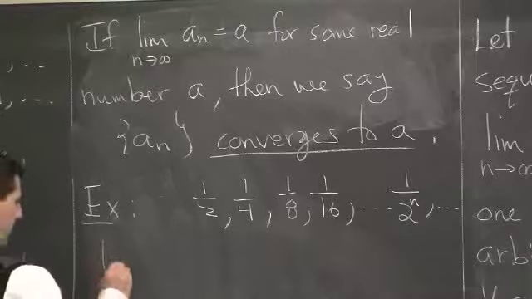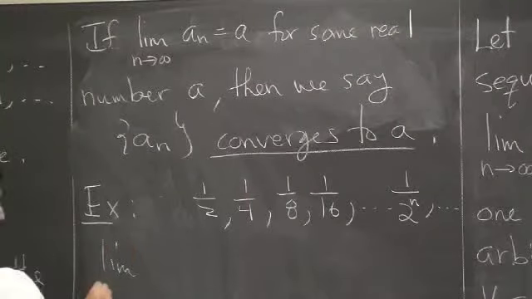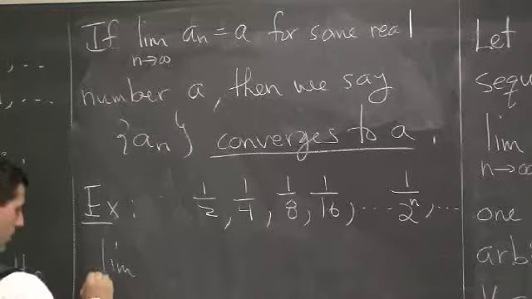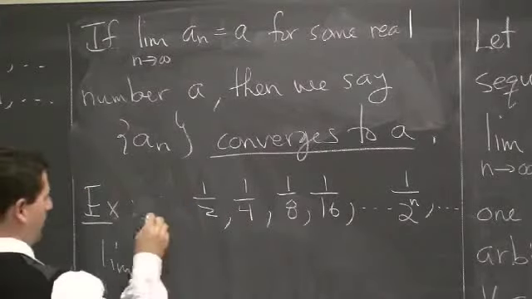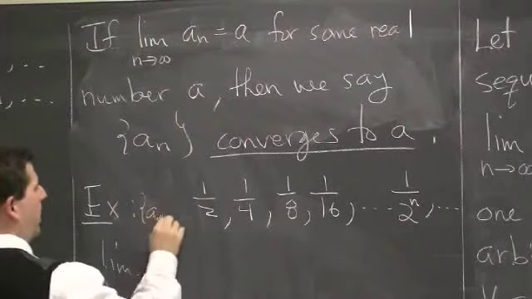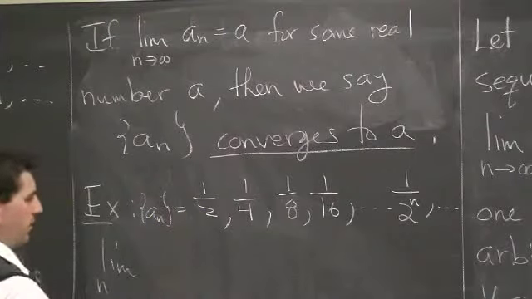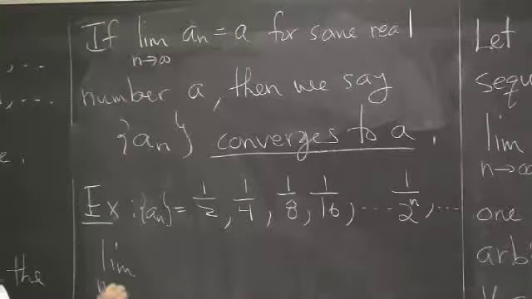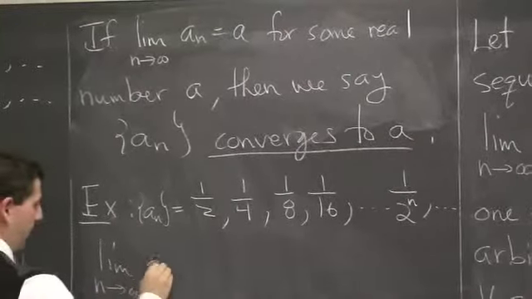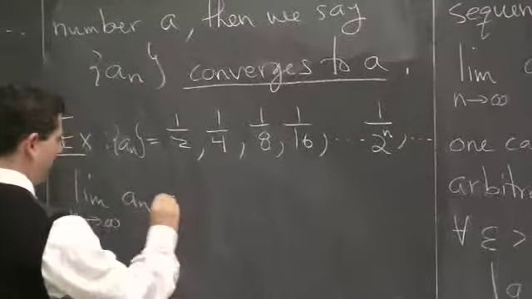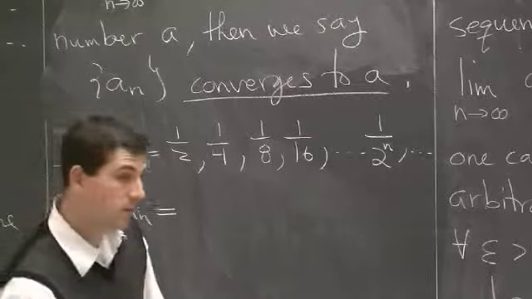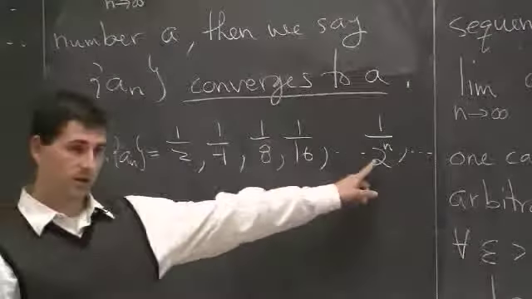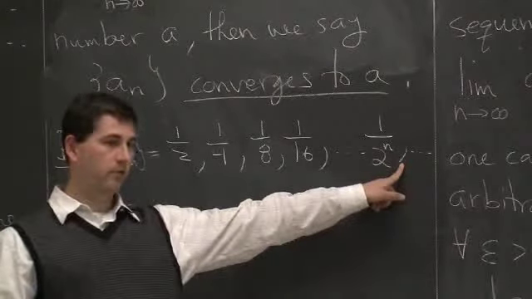Okay, what is the limit? So let's see, we'll give a name. We'll just call it a_n. Okay, that's our sequence. Okay, what's the limit as n goes to infinity of a_n? What do you think? So you think this sequence gets and stays arbitrarily close to 1?